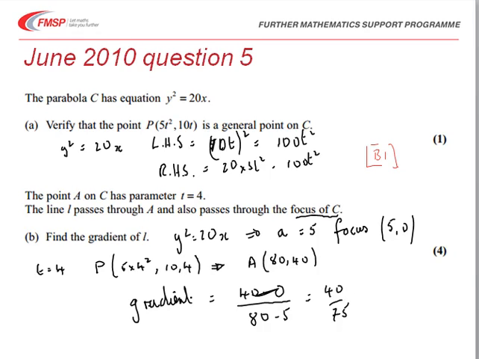There are 4 marks available in this part of the question. A B mark, again no method required, so just a straightforward single mark for getting the focus (5, 0), and also a B mark, don't need to show any method for that one either, for the point A. The gradient, method mark and answer mark, giving you the 4 marks in total for that part of the question. Well, that's the end of that question.